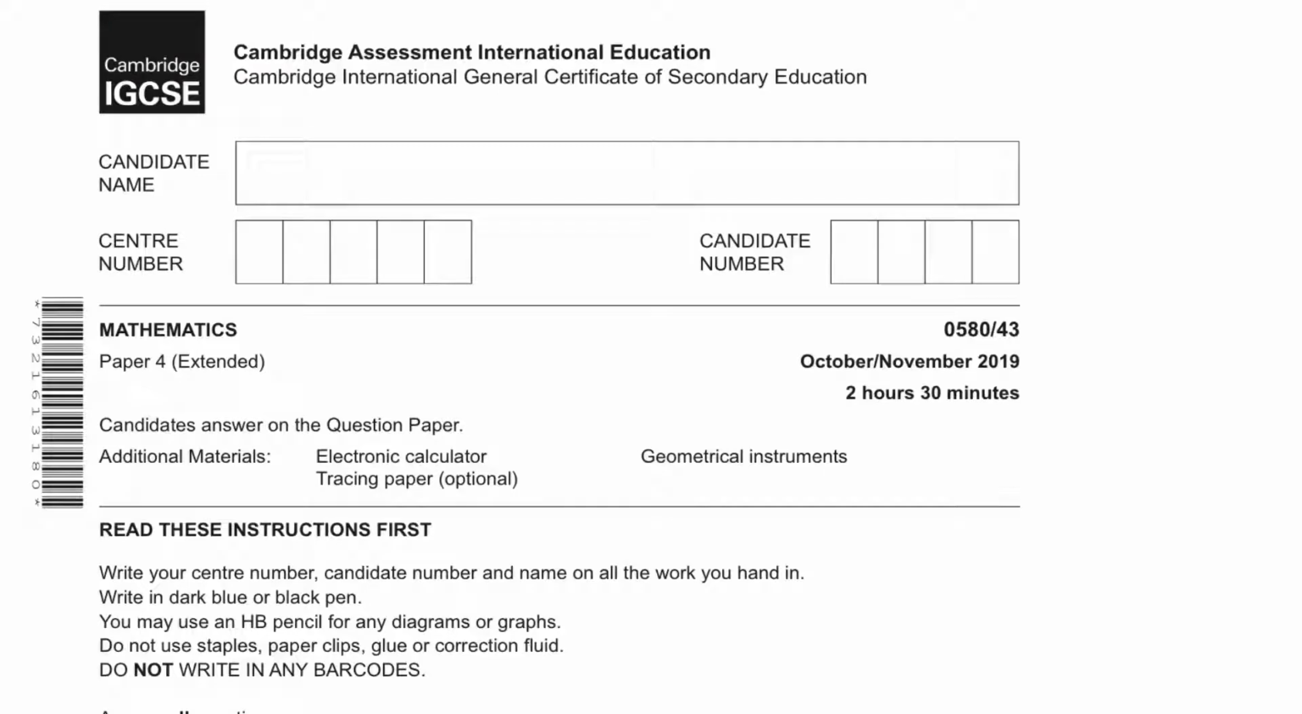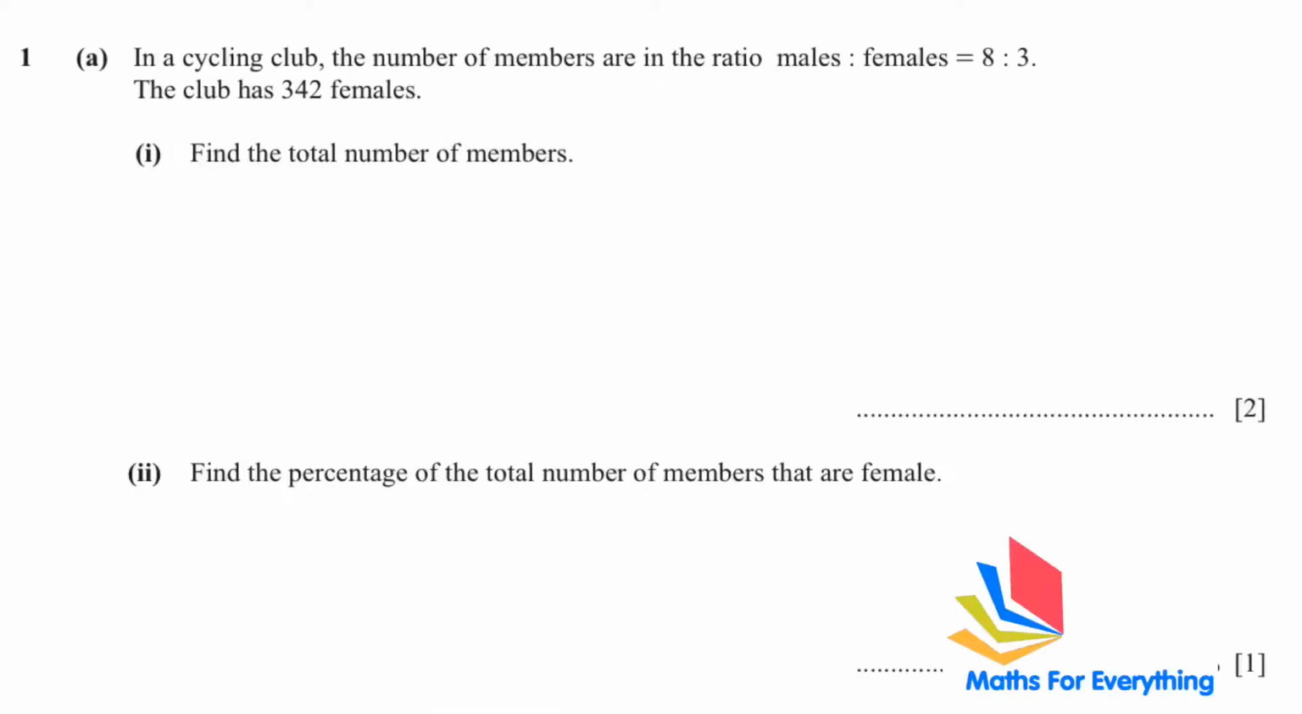So today we are going to solve Cambridge IGCSE Mathematics Paper 4 Extended, Variant 4-3, October-November 2019. Question number 1. Part A. In a cycling club, the number of members are in the ratio males and females 8:3. The club has 342 females. Find the total number of members.